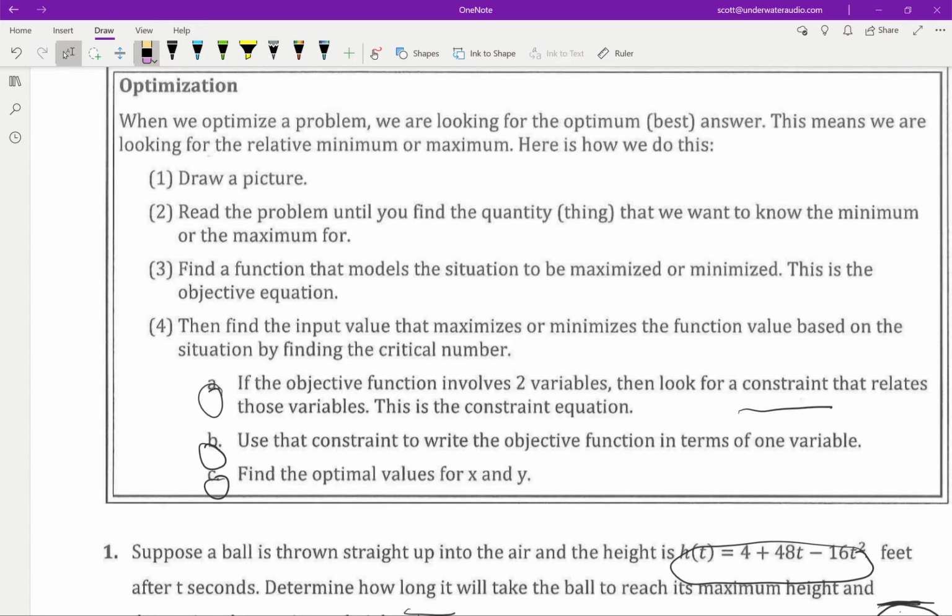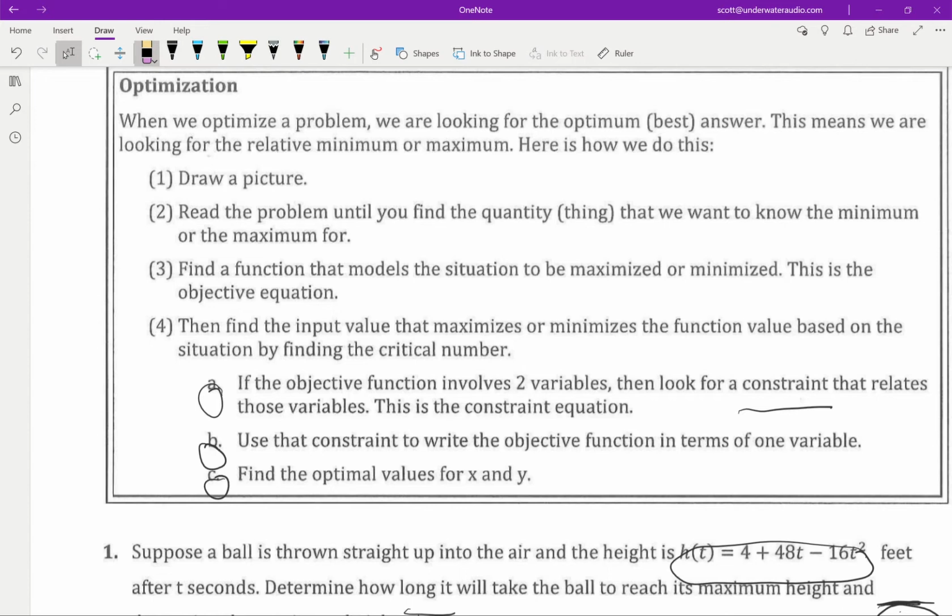So we'll start by drawing a picture, and then we're going to read the problem to see what it is we're trying to minimize or maximize. Then we're going to write an equation that models that situation. And then for number 4, we're going to find the input value that maximizes or minimizes our objective equation. Now, to do that can be tricky sometimes.